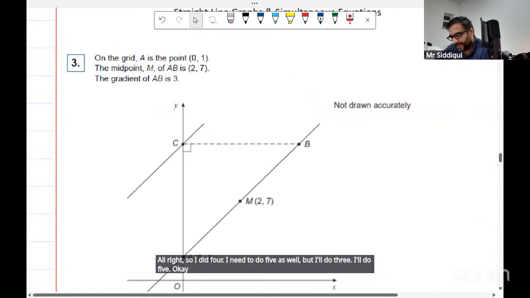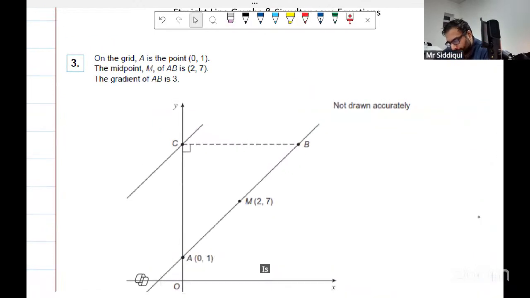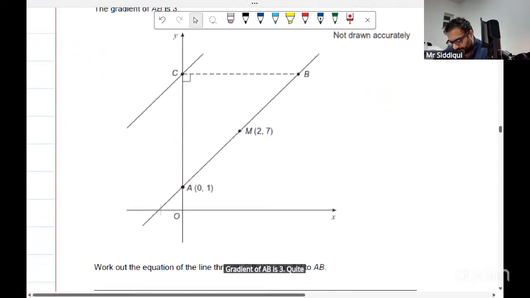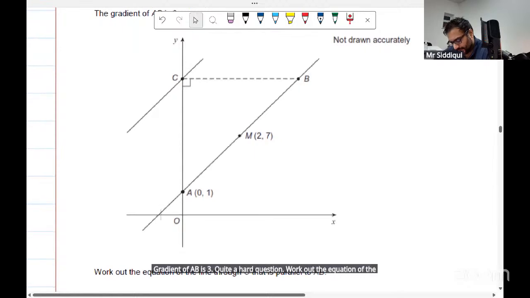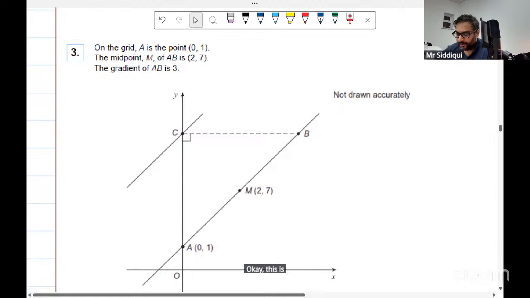So question 3 says, on this grid, A is the point (0, 1). M is the midpoint of AB, which is (2, 7). The gradient of AB is 3. Quite a hard question. Work out the equation of the line through C that is parallel to AB. This is how I'm going to do it, reasonably quickly.